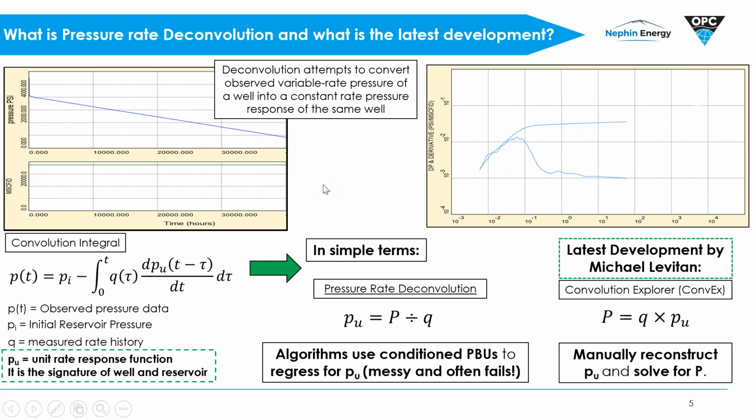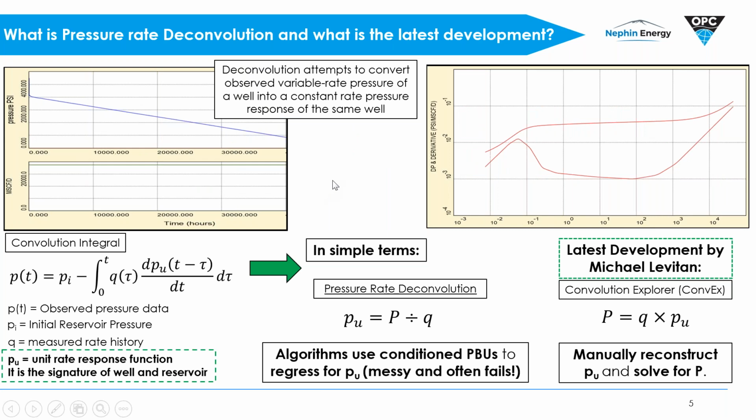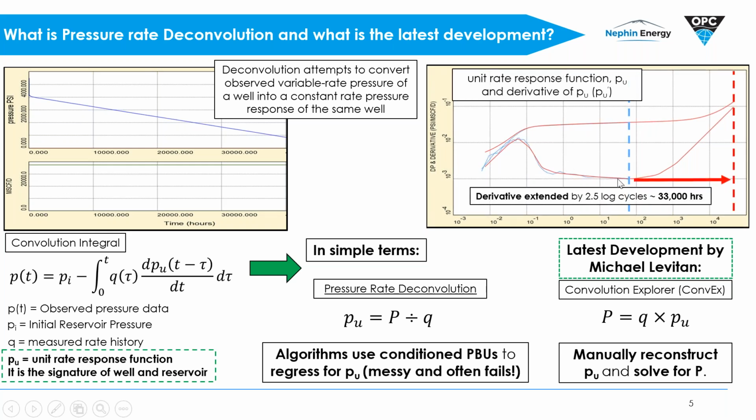And why do we do this? Because if we take the derivative of that, we end up with a derivative response that lasts the entire period of analysis. In this case, it's around 5 years. If we compare that to the conventional derivative, we've extended the derivative by 2.5 log cycles. That's 33,000 hours of data being added to the derivative. That reveals much more about the reservoir architecture than what we see by monitoring a simple buildup. And you would never shut in the well for 33,000 hours anyway, it's not economical.